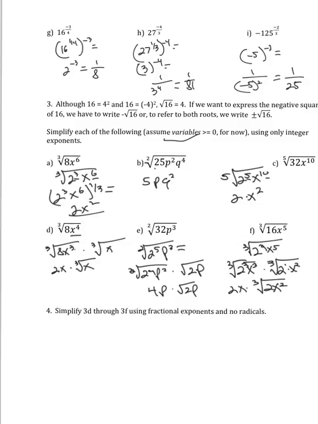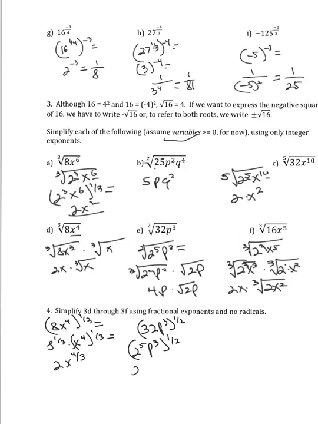Okay, so in the first case we could write this as 8 x to the fourth to the 1/3, and that's going to end up as 8 to the 1/3 times x to the fourth to the 1/3, which is equal to 8 to the 1/3 is 2 times x to the 4/3. Over here we have 32 p cubed to the 1/2. So we're going to get 2 to the 5th times p cubed to the 1/2. And that's going to be equal to 2 to the 5/2 times p to the 3/2.